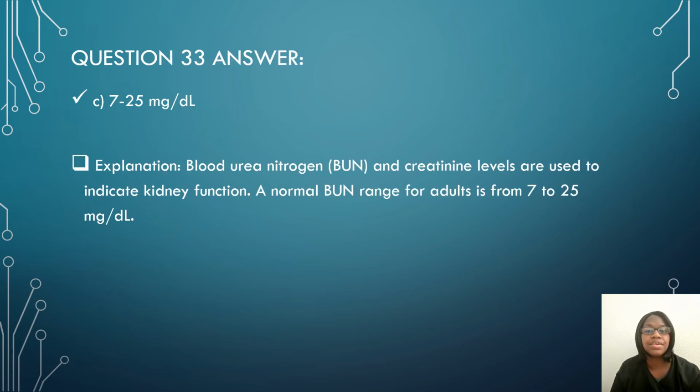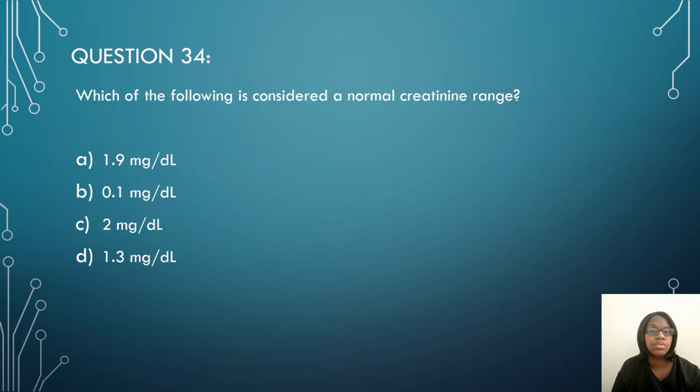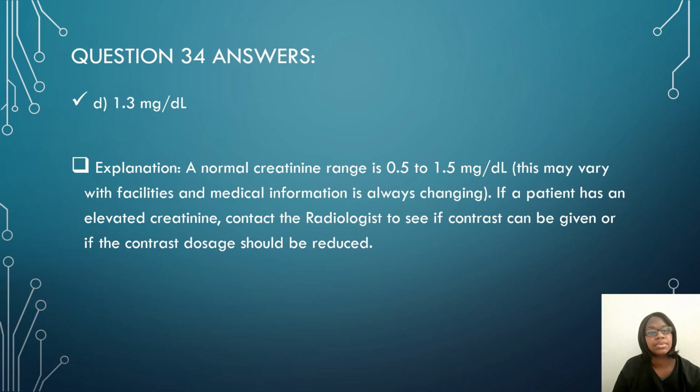Okay, 7 to 25. That's the normal BUN range for adults. And if you do not know, you use it to indicate how well a patient's kidney is functioning. Which of the following is considered a normal creatinine range? The range is going to be 0.5 to 1.5.